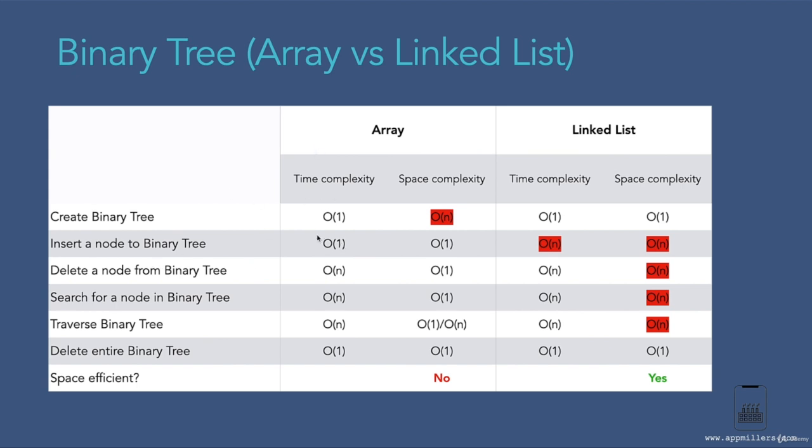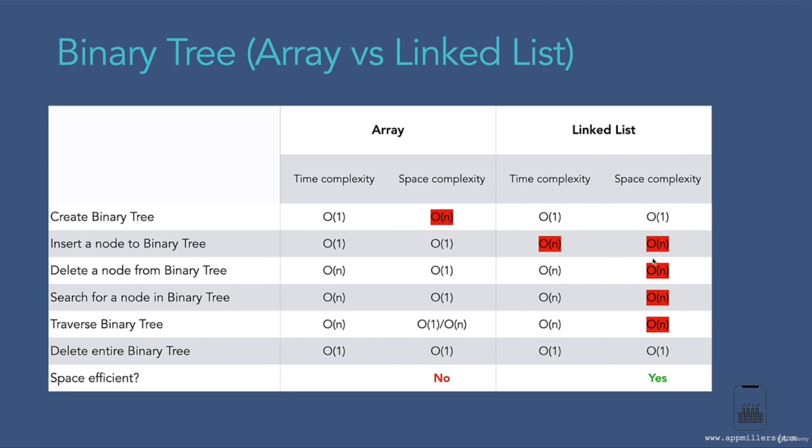Now when it comes to inserting a new node to the binary tree, in case of array it takes O(1) time complexity and space complexity is also O(1). But in case of linked list, it takes O(n) time complexity and O(n) space complexity. So it takes O(n) time complexity because here we are using level order traversal to find the deepest node, so that's why it will take O(n) time complexity.